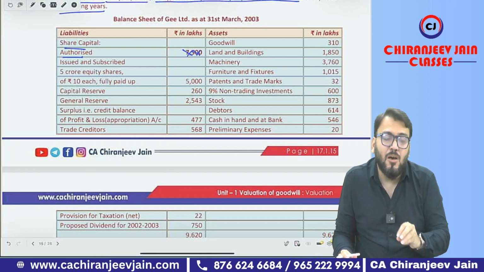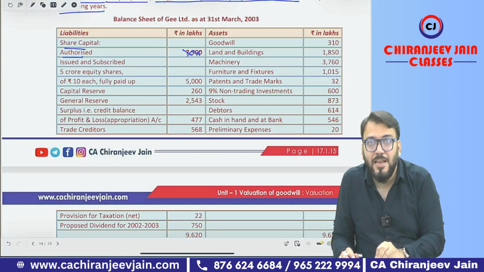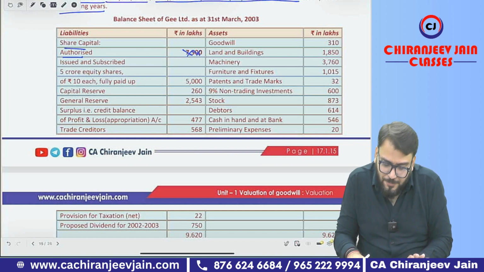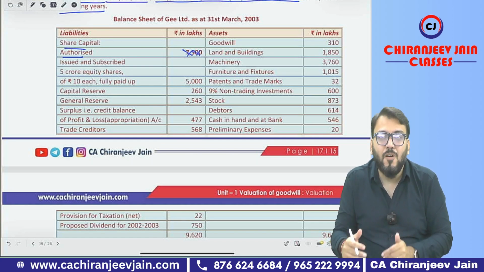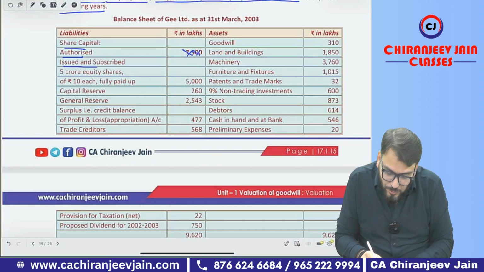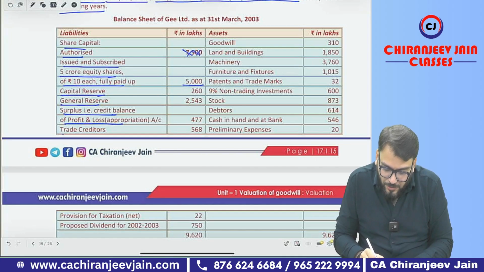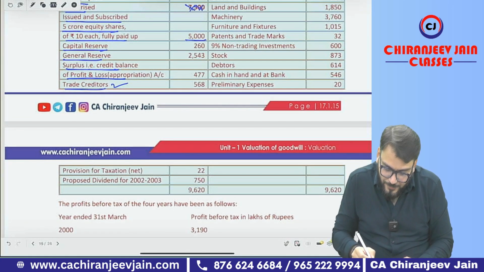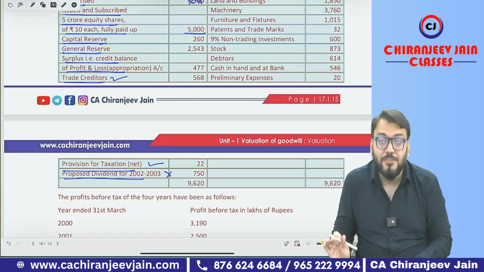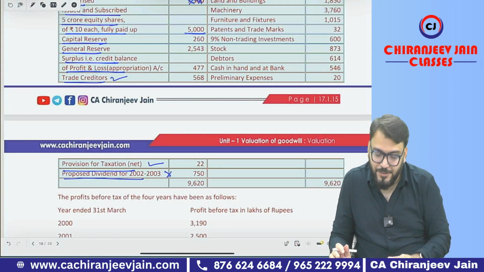Now in your exam they will give you a vertical balance sheet. For a company we have only the vertical format. I have given this format only to save pages. Issued and subscribed 5 crore equity shares of rupees 10 each fully paid up, 5,000. Capital reserve, general reserve, surplus of P&L appropriation account, trade creditors. Trade creditors is a liability. Provision for tax is a liability. Proposed dividend is not a liability.